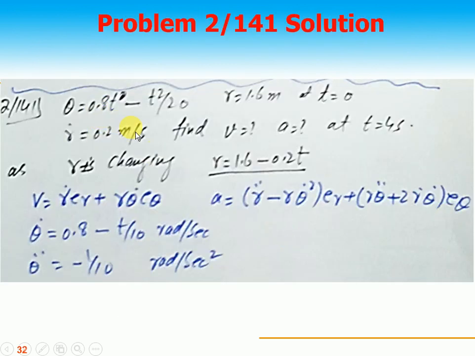We have given theta is equal to 0.8 t minus t squared by 20. So we have r equal to 1.6 meter at t is equal to 0. We have given r dot is 0.2 meter per second. We find the velocity and acceleration at t is equal to 4 seconds.